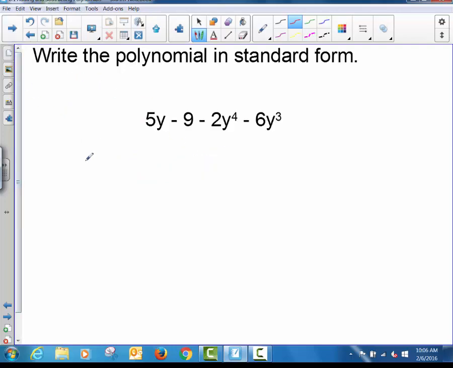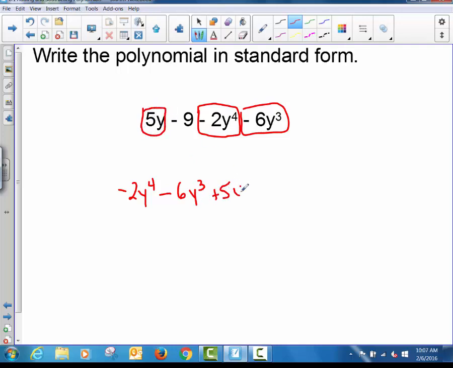All right, your turn. Do this one and see what you get. See if you got this down. All right, so one of the key things is you've got to take the sign that's directly in front of the monomial. That's something that people forget sometimes. So this would start out with negative 2y to the 4th, and then negative 6y to the 3rd, and then positive 5y, and minus 9. Did you get that? If you did, you did a really good job.